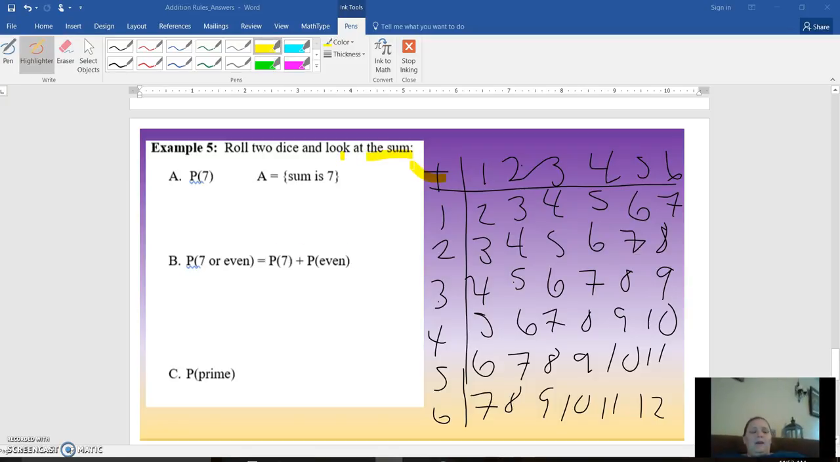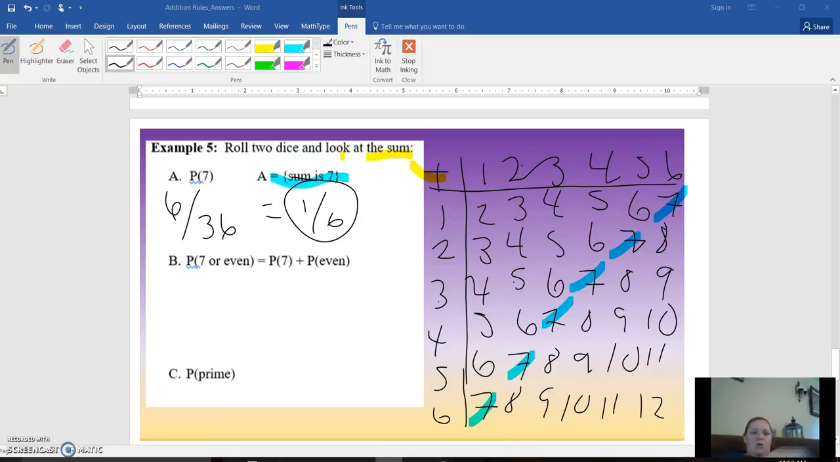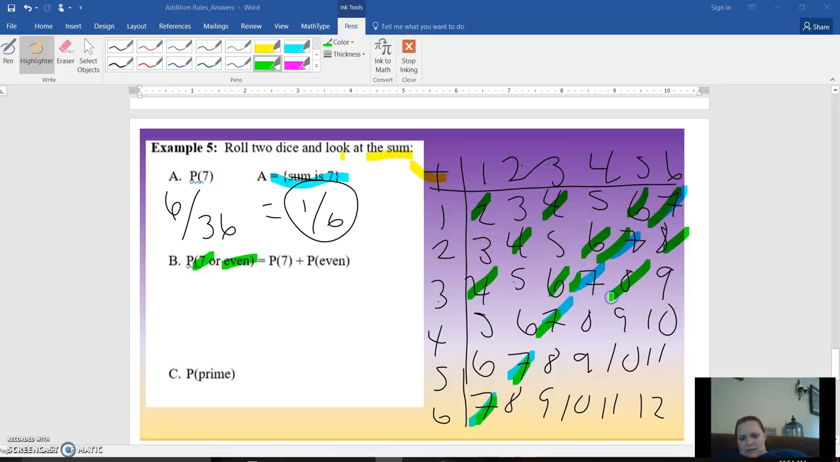Okay, and we want to figure out the sum is 7. So 1, 2, 3, 4, 5, 6. Happens 6 times, and there are 36 total. So when you simplify that, it's 1/6. We want to figure out if it's 7 or even. So 7 is here, and even is 6, 8, 10 is an even number. 10, 8, 12.